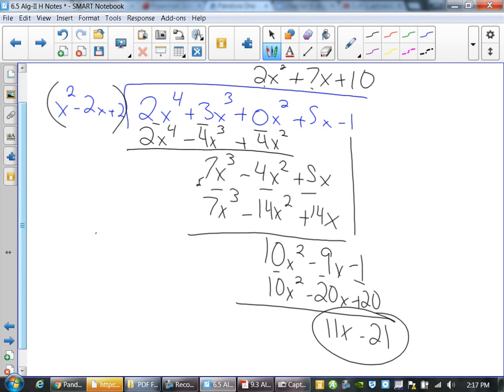Exactly. Yes, ma'am? Wouldn't it be 19 because it's negative 1 minus negative 20? Nope. Because then you're adding more negative. Negative 1 minus 20.